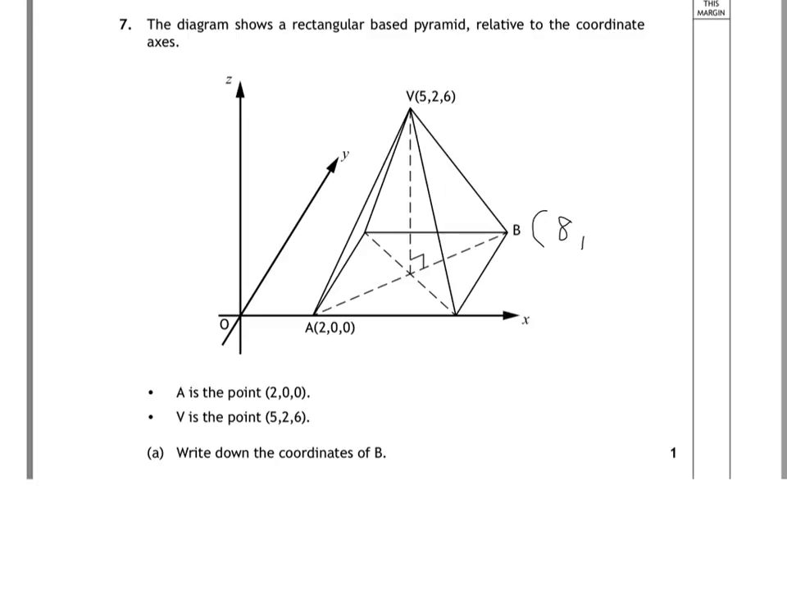Same kind of thing with the y coordinate. So the y coordinate here is 0, no sense of depth. We've moved into the diagram by 2. So to get to the back of the diagram, it would be moving another 2, and that's a y coordinate of 4. Z coordinate is easy. Z coordinate is your height, and B lies on the base, which has no height. Therefore, the z coordinate is 0, and the coordinates of that point are (8, 4, 0). That's the final answer.